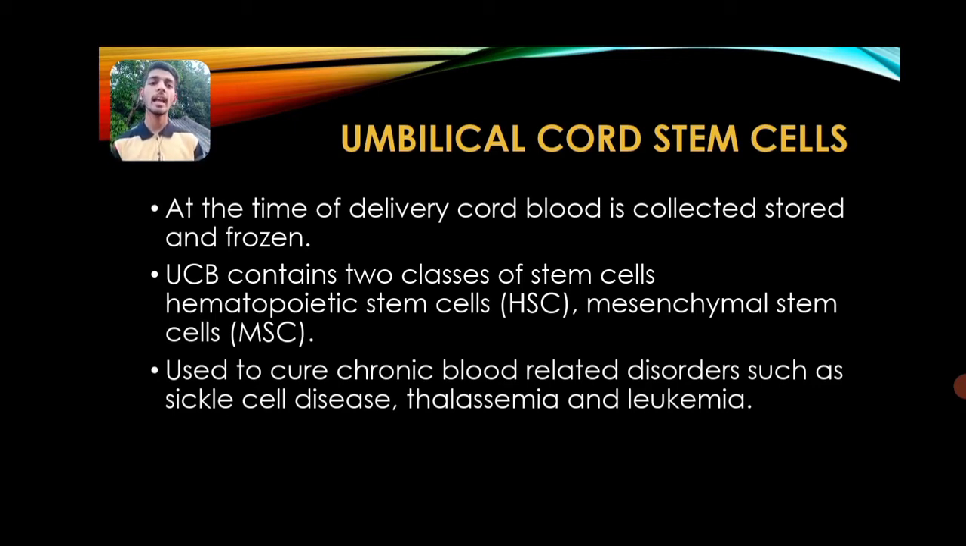Sickle cell anemia is a blood-related disorder. In that, the red blood cells, the RBCs in our bodies, are misshapen, sickle shaped, and continuous breakdown of RBCs takes place in that disease. After that, thalassemia. Thalassemia is an inherited disease. And leukemia is also a blood-related disorder, which is blood cancer.